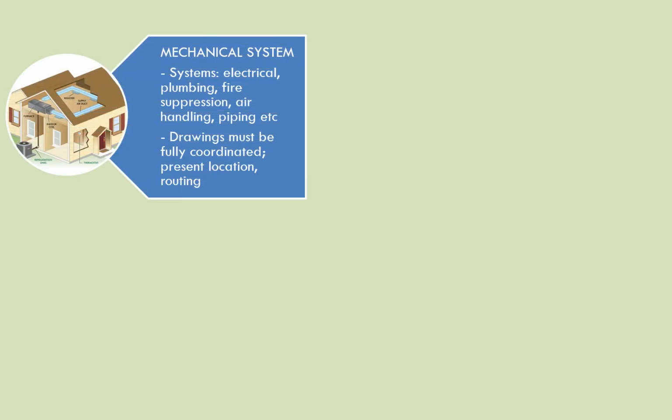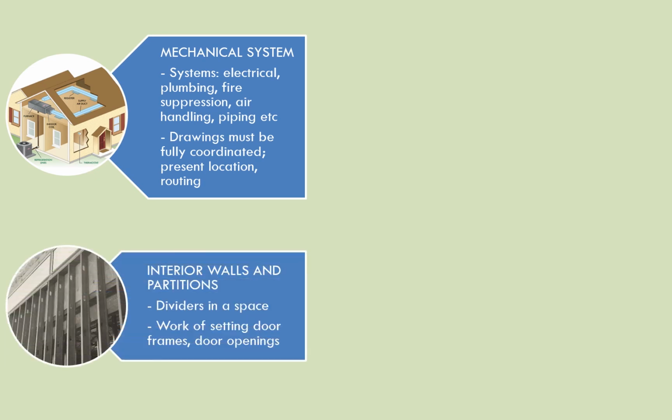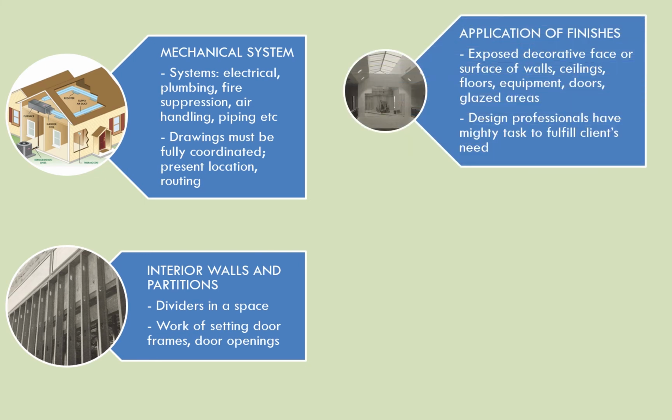Mechanical systems such as electrical, plumbing, fire suppression, air handling, and piping are installed. Drawings should be fully coordinated with present location and routing. Interior walls and partitions are used as dividers. In addition to this, door frames and openings are set up. Finishes such as decorative faces or surface of walls, ceiling, floors, equipment, doors, and glazed areas are applied.